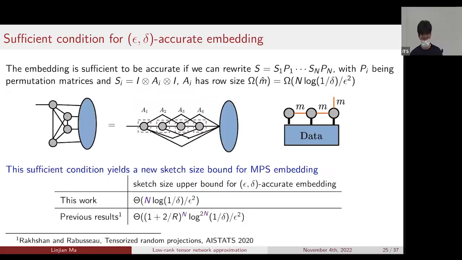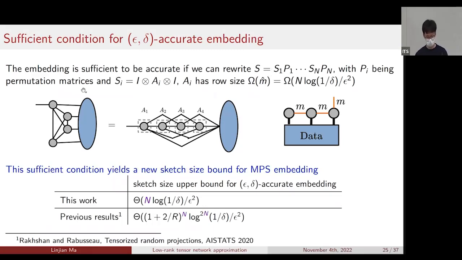Okay, so first we present a sufficient condition for the embedding to be accurate. The sufficient condition is that we can rewrite every tensor network embedding as a chain of matrix multiplications, where each Si is some canonical product of identities with some random matrix, and Pi is just some permutation matrix. And if each Ai that is used has row size lower bounded by a term that's proportional to the number of tensors, then this embedding will be accurate.